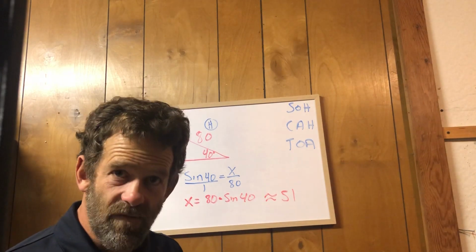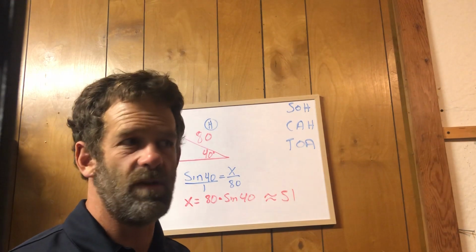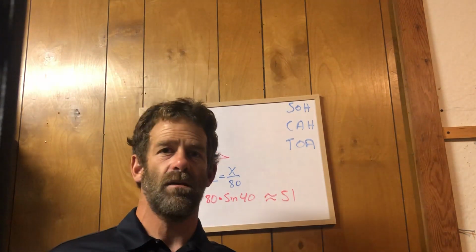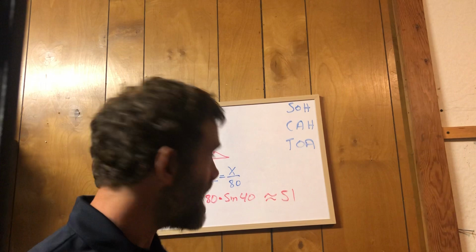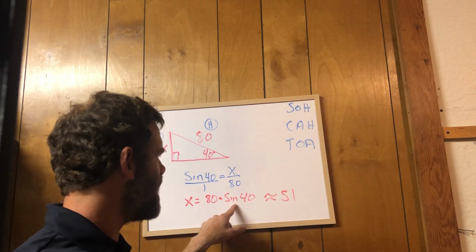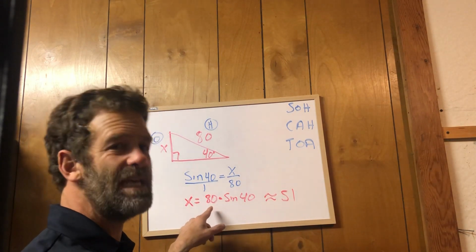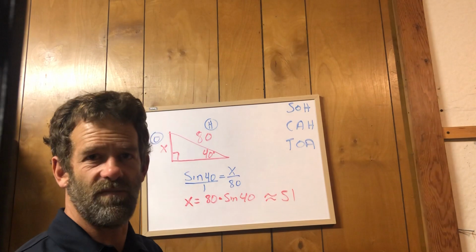If you do not have a graphing calculator, you have to do everything backwards. So if you're using a basic mathematical calculator or an iPhone, you have to do everything backwards. What you're going to do is this. You're going to press 40 and then the sine button, and then times 80, and then equals. You should get approximately 51.